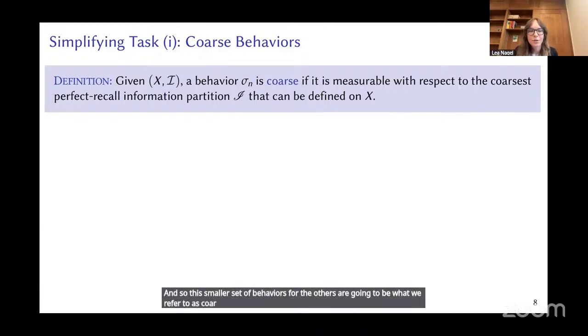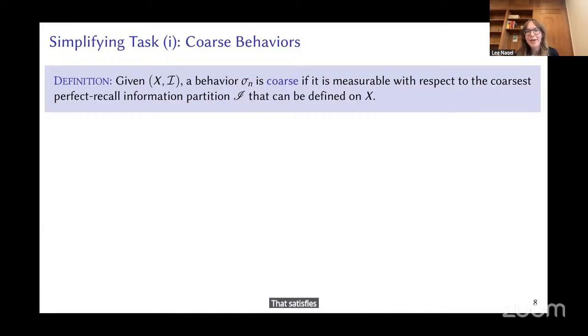Okay, so formally, given some mechanism with a tree X and an information partition calligraphic I, a behavior is going to be coarse if it's measurable with respect to the coarsest information partition that satisfies perfect recall that we can define on this game tree X.